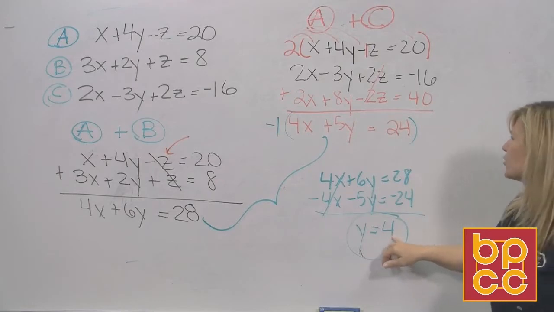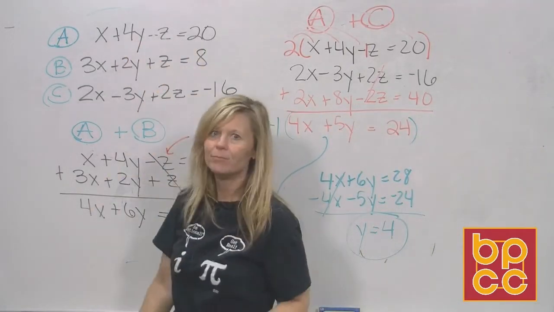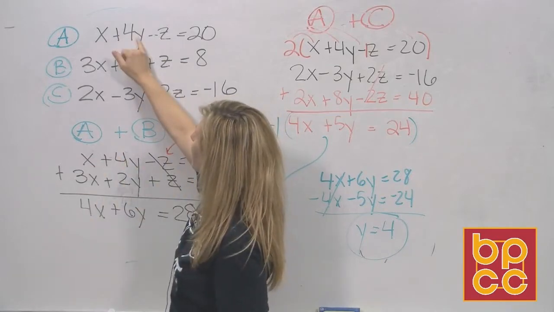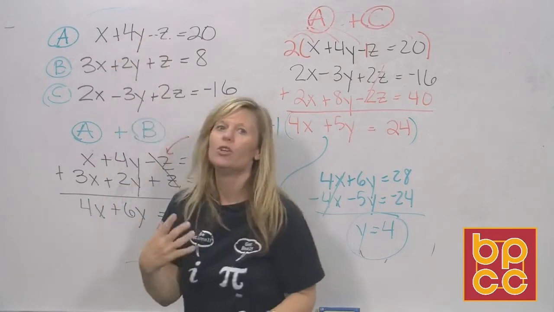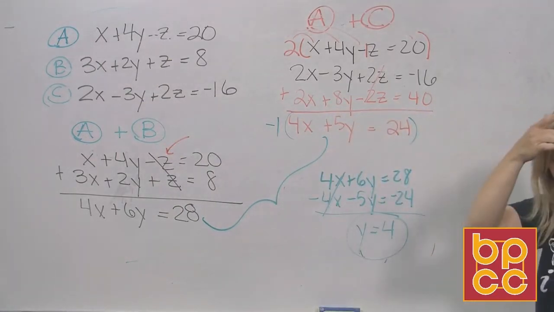Can you take y as 4 and put it back up here and get an answer yet? No, because you put y as 4 here, you'll still have 2 variables. You can only solve an equation with 1 variable. So you're going to backtrack.